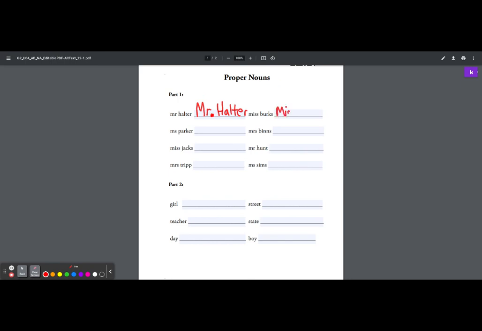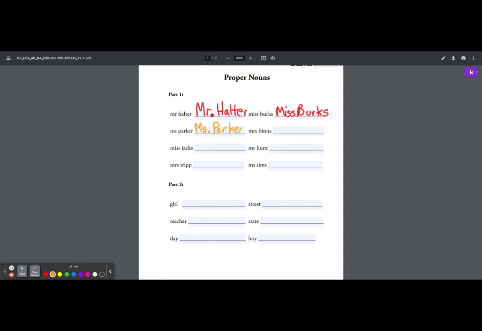Then we have Miss Burks, and we know Miss Burks is not married. So we put a capital M, I, S, S, no period, because it's not abbreviated. Capital B. You remember Miss Burks from our earlier example? Good job if you remembered. Then we have Ms. Parker. Ms. Parker could be married or not married, but we still put a capital M, put an S, we still put our abbreviation, the period, and then we capitalize the P in Parker.